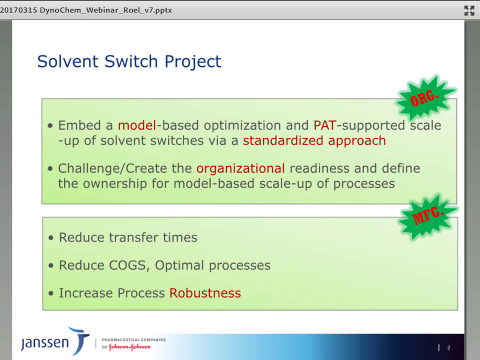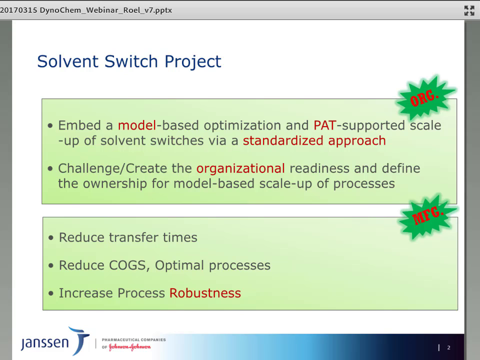So the Solvent Switch project was being constructed more than a year ago, and from a business perspective, its objectives were on the organizational and operational level. So from the organizational level, we wanted to deliver a standardized approach in which models and PAT tools were a crucial part. And we also wanted to challenge our organizational readiness for future, perhaps less straightforward, model-based approaches.